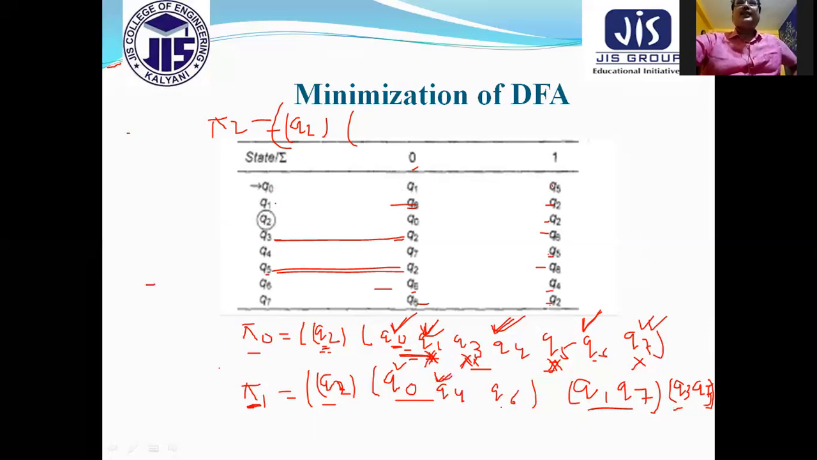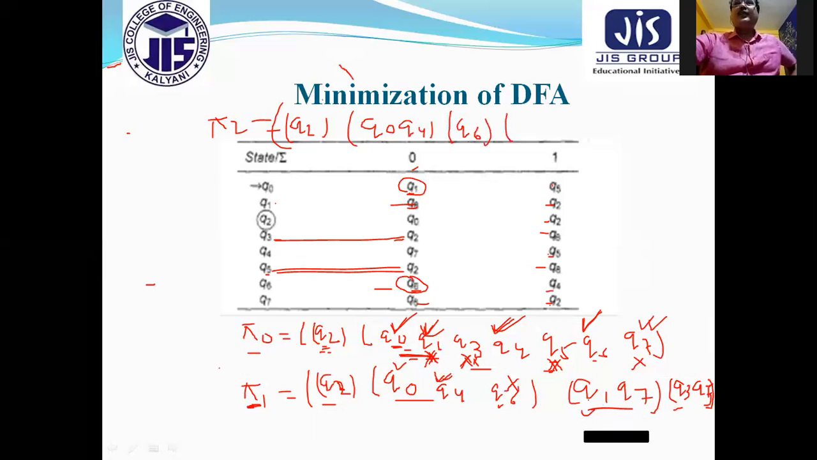Now Q0 with Q6, you can check. I'm getting Q6 here and getting Q1 here. Q1 belongs to this set, Q6 belongs to this set. So they differ. If they differ, I can say it is not equivalent, and we have to divide the group. So your group will be divided like this: Q0, Q4, and Q6 is alone now.